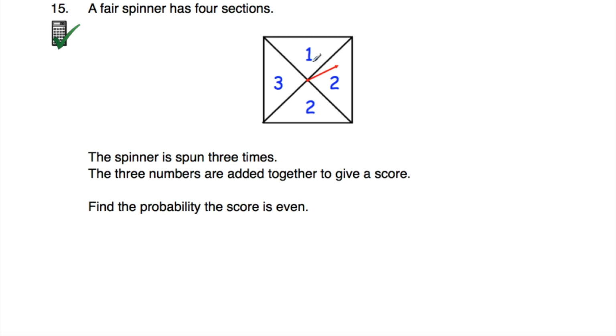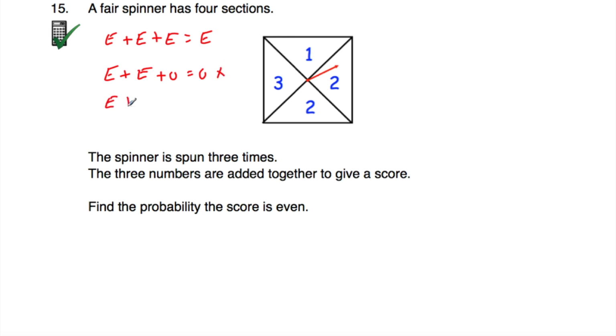So we want to find, if we're adding these 3 numbers together, because it's spun 3 times, what's the probability that the final outcome is going to be even? So let's consider the options that would give us an even answer. We can have an even plus an even plus an even. That would give us an even. We can't do an even plus an even plus an odd, because an even plus an even is an even, plus an odd would give us an odd, so that one wouldn't work.